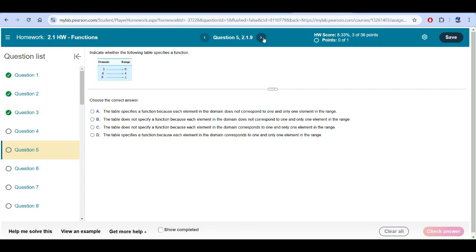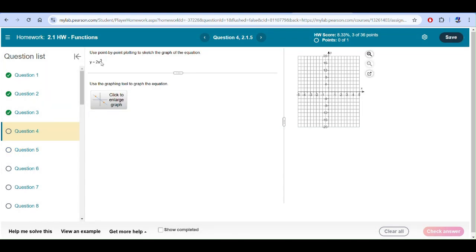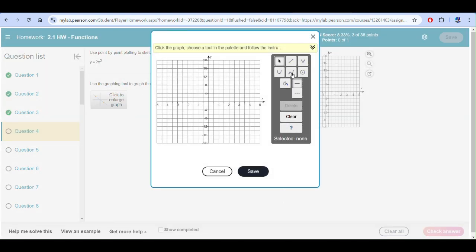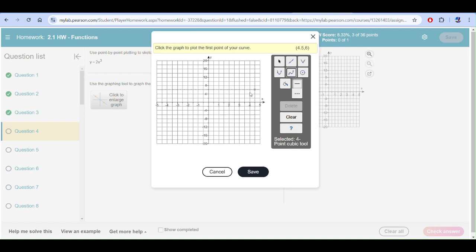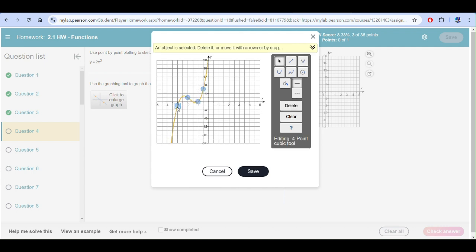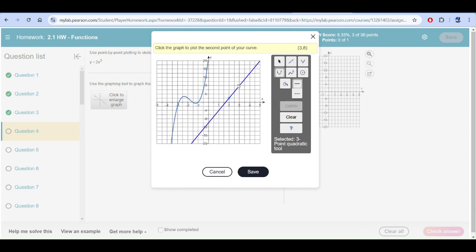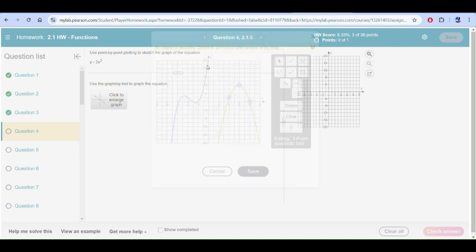Same exact thing for this one. This is just using the tool. This is actually x to the third, so same thing. You're going to use this one and figure out the points, and then you could graph it. Okay.